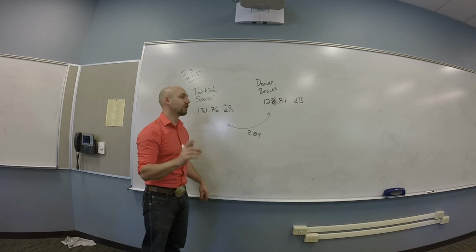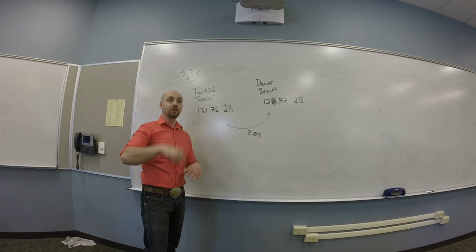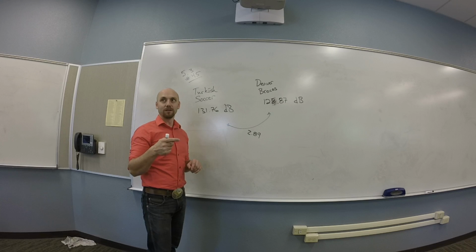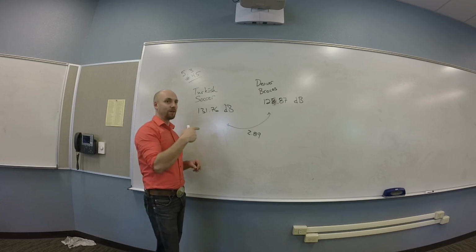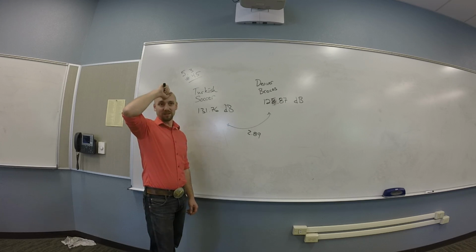Wait, hang on. What does a point on the Richter scale correspond to? Magnitude of 10. Yeah, an increase of a factor of 10, right? Okay, so if I'm multiplying by 10 after I take the log, what does that mean a point on the decibel scale corresponds to?